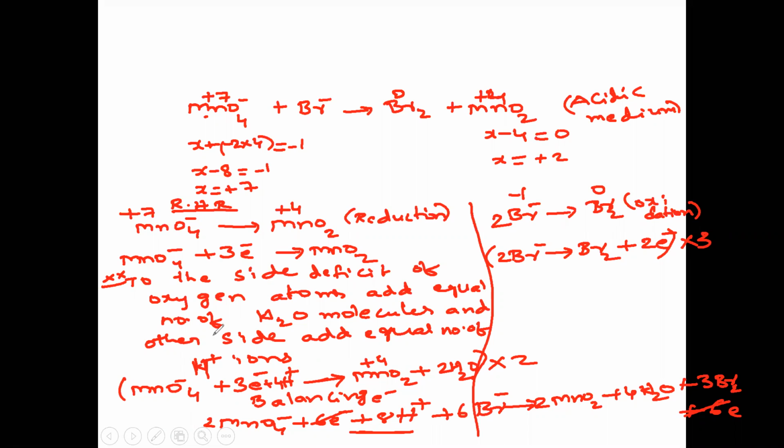How to balance electrons? Since here 3 electrons and here it is 2 electrons, by the crisscross method, this should be multiplied with 2, this should be multiplied with 3. Now 2MnO4 minus plus 6 electrons plus 8H plus, and 6 Br minus gives 2MnO2 plus 4H2O plus 3Br2 plus 6 electrons. After balancing electrons, we have to equate reactants as reactants and products as products. Now 6 electrons get cancelled. So the final equation is 2MnO4 minus plus 8H plus plus 6Br minus gives rise to 2MnO2 plus 4H2O plus 3Br2.